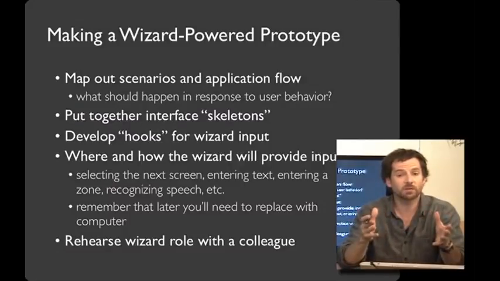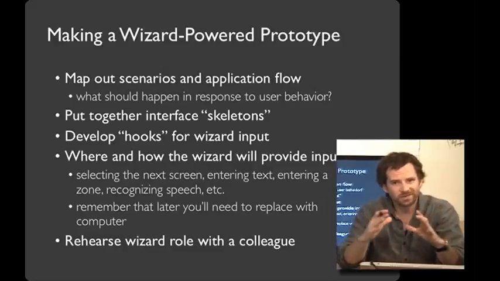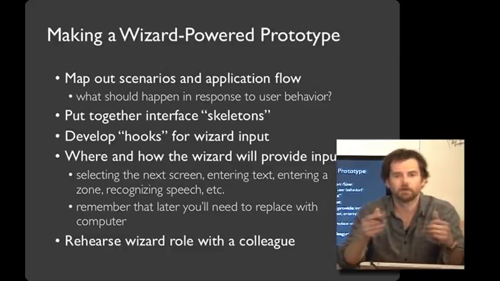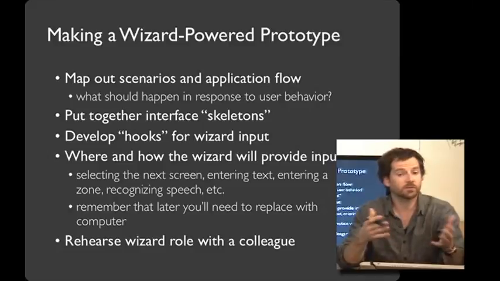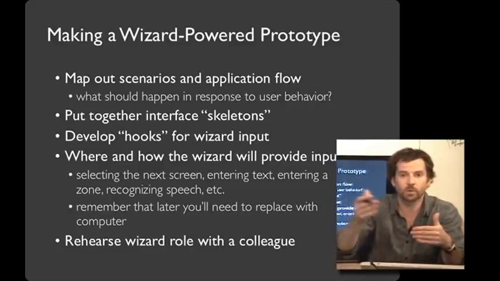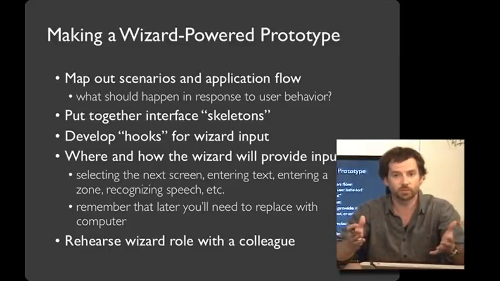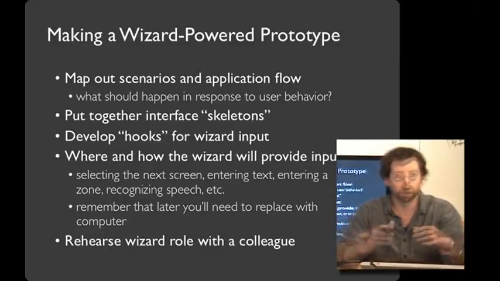First, figure out what scenarios you're going to support. It's a lot easier to build a Wizard of Oz prototype for a limited set of functionality. I like Wizard of Oz prototypes because it forces you to figure out what should happen in response to human behavior. Then put together some kind of user interface skeleton, the thing that the end user is going to see. Third, if you need to, develop the hooks for the wizard's input if you're going to have a remote wizard or they're going to be controlling some software functionality from behind the scenes.